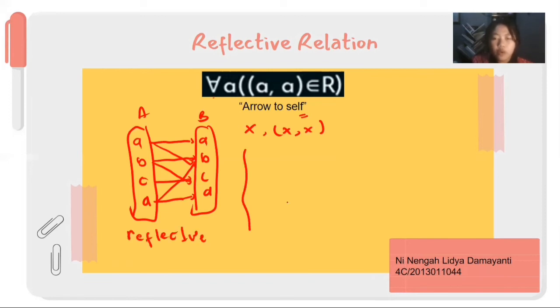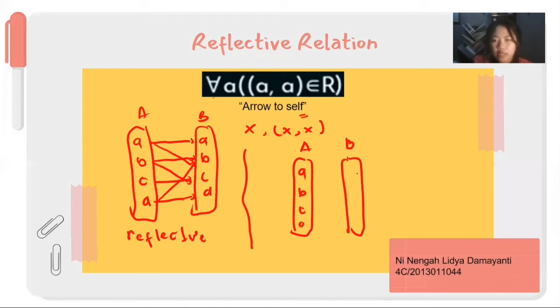And then what does a non-reflexive relation look like? Okay, so we take the same example, set A and set B, with the same members a, b, c, d and a, b, c, d, and draw an arrow from a to a, b to b, and c to c. This is called not reflexive, because there is no arrow from d to d.